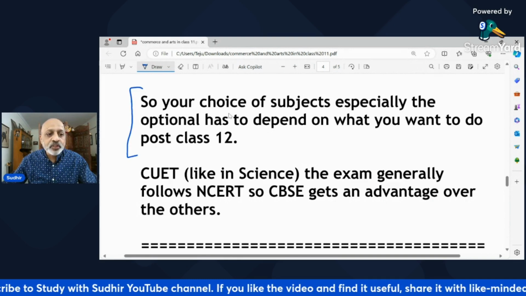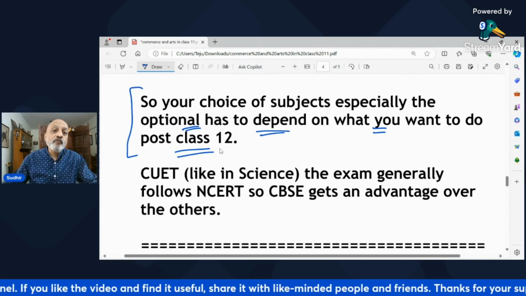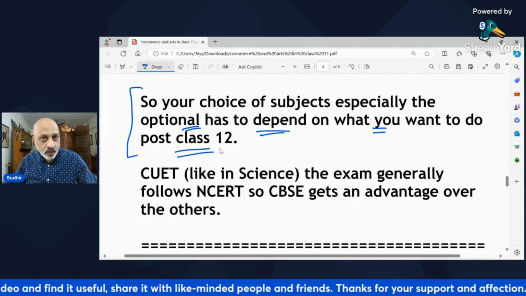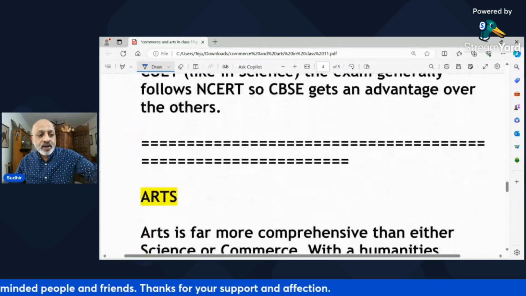So the choice of subject, especially the optional, has to depend on what you want to do after you have passed out of school in class 12. Okay, I hope commerce is clear. Let me now get to the humanities part.